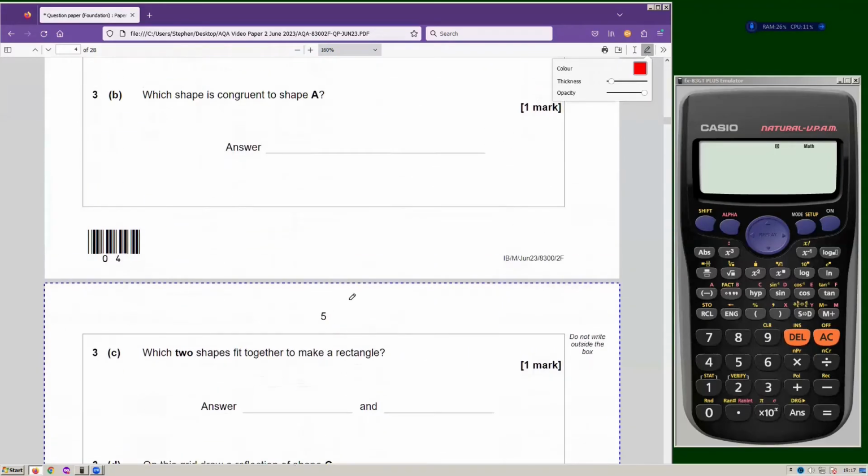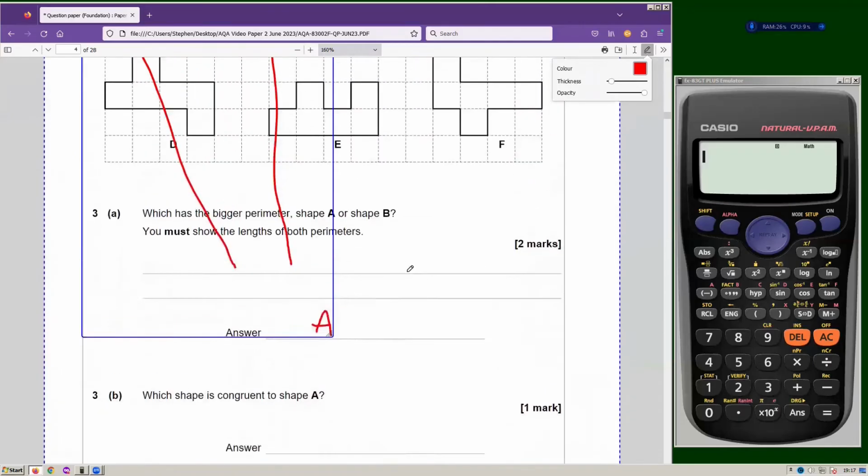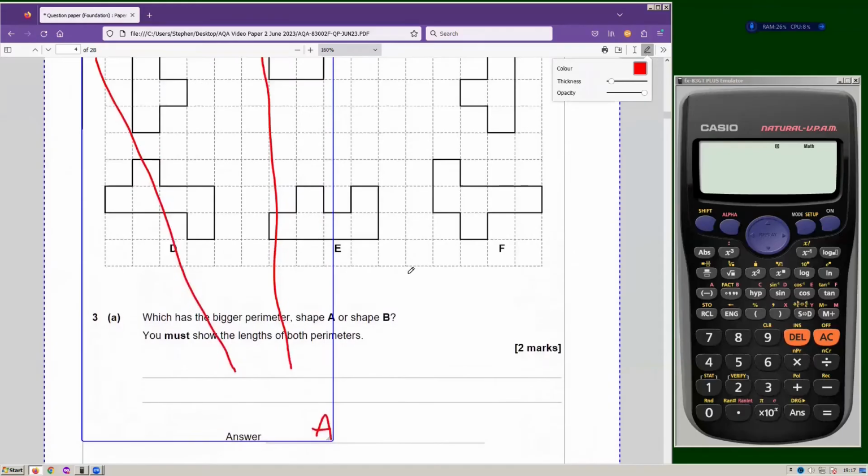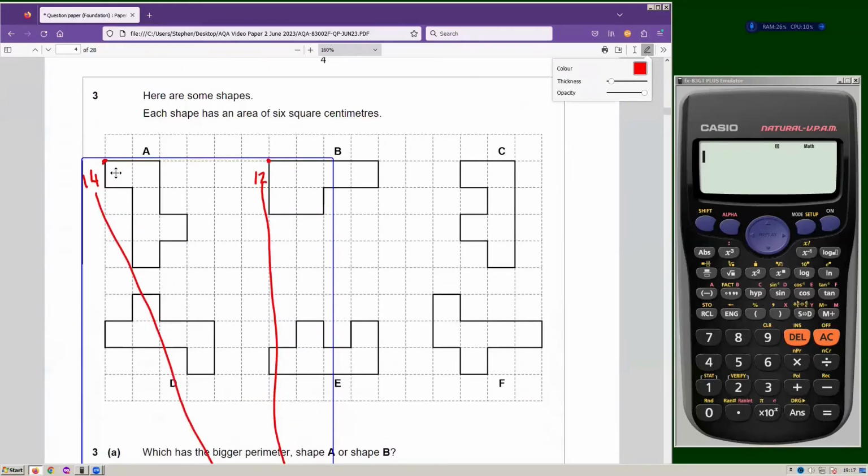Which shape is congruent to shape A? Congruent. It has to be the same size. It can be rotated and it can be flipped over. So let's have a look. Shape A is like this. It's got a little bobble sticking off there, a bobble sticking off there. It could be that one.